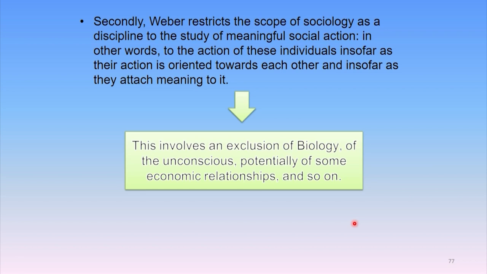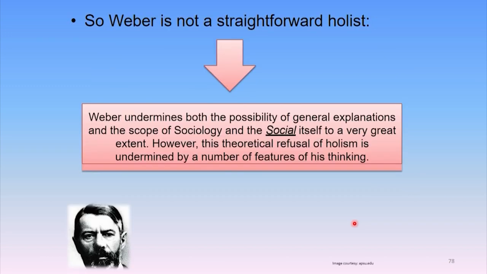If this is so, then it involves an exclusion of biology, of the unconscious, potentially of some economic relationships and so on. And this position is stated in detail in the opening section of Weber's work on basic concepts in sociology. So Weber is not a straightforward holist. Weber undermines both the possibility of general explanations and the scope and ambit of sociology and the social itself to a very great extent. However, this theoretical refusal of holism is undermined by a number of features of his thinking. This is very important.